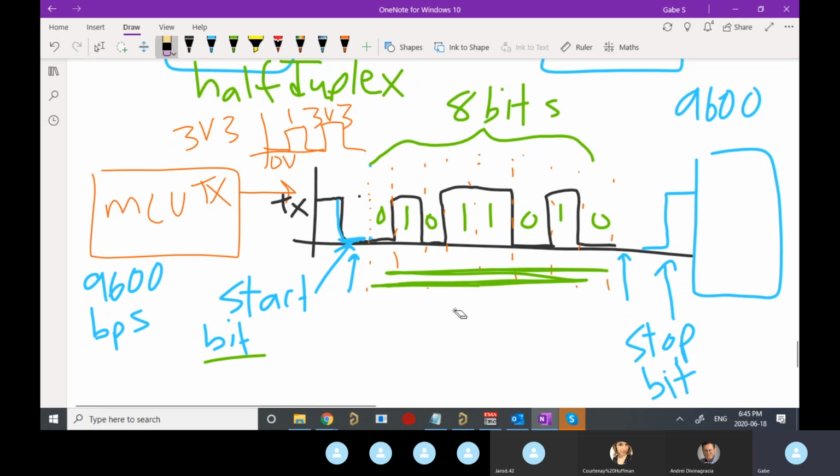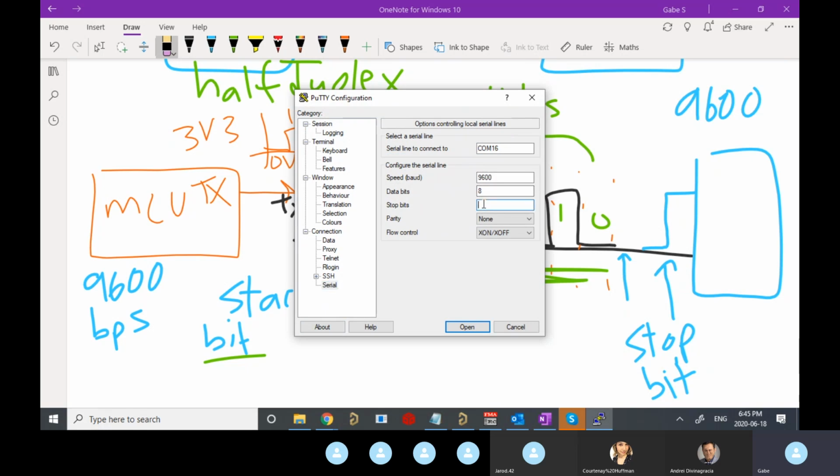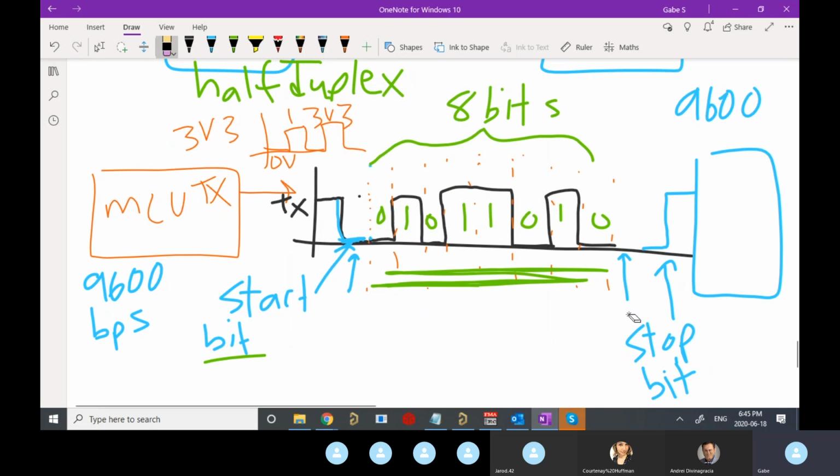Again, I've closed PuTTY for the 18th time, but in there, I swear you can select it. So that's configurable up to you. Sometimes people put 2 here. Usually it depends on the application and whatever your partner that you're talking to is asking for.